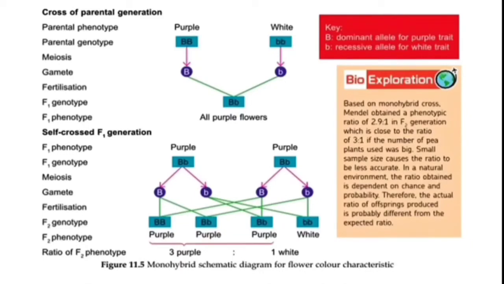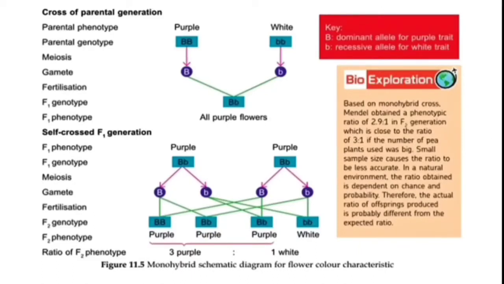Okay, so from the diagram, the gamete from the purebred purple flower contains big B, and the gamete from the purebred white flower contains small b. So, when the big B gamete and small b gamete fuse together, it will produce an offspring big B and small b, which is the F1 genotype. So, we know here the phenotype for F1 plants is that all the flowers are purple, because the purple trait is dominant, or we can say stronger compared to the white trait.